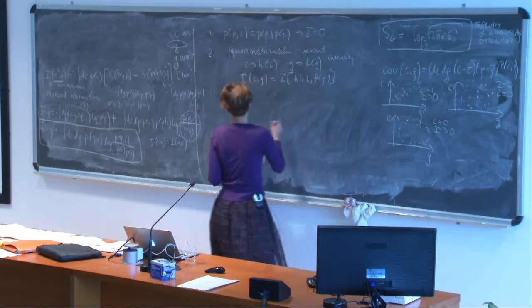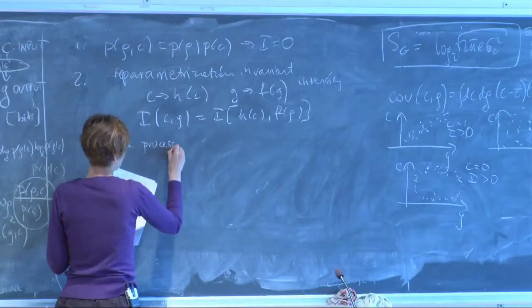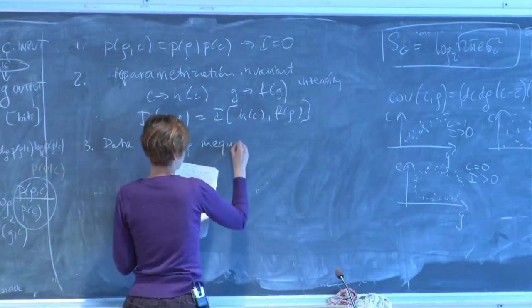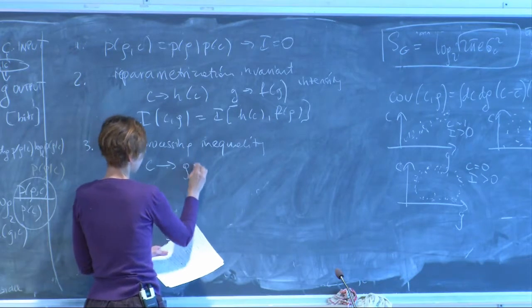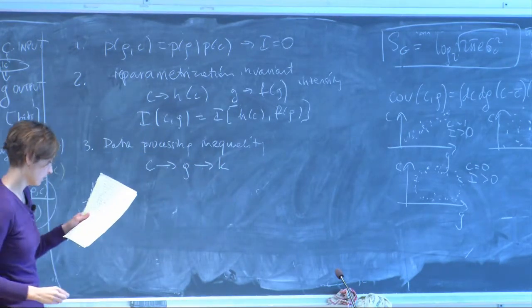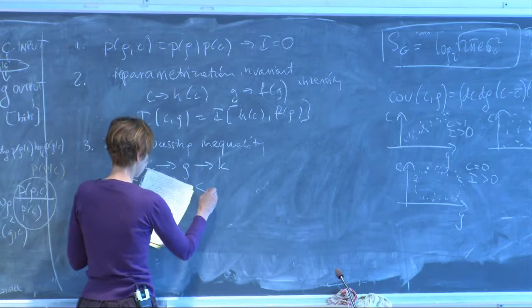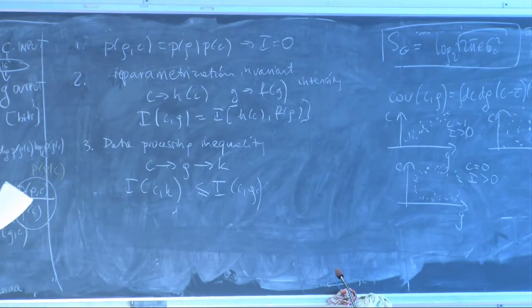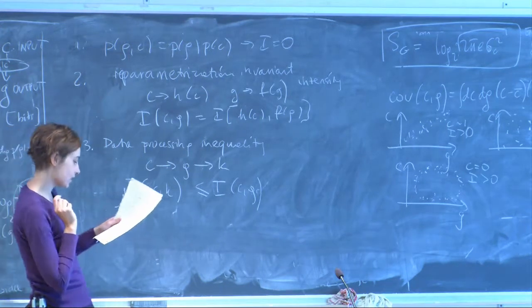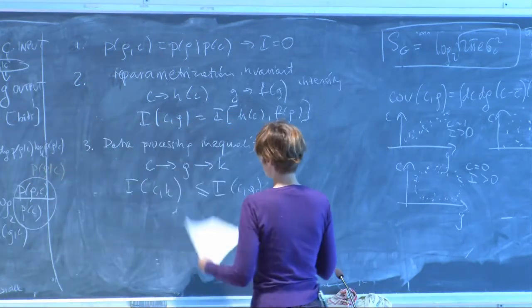Okay, point three is the data processing inequality. So this is important. If C regulates G and G regulates K, the data processing inequality tells us that the information between C and K has to be equal or less than the information between C and G, which is basically a statement that information cannot be created. So information gets lost or stays the same, but cannot be created if K does not directly depend on C, right?